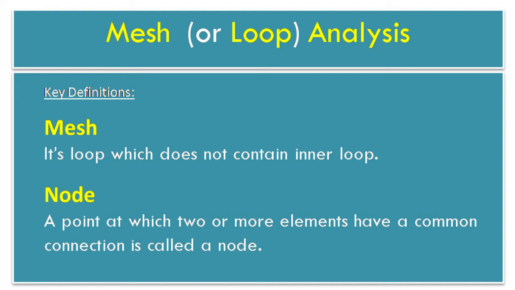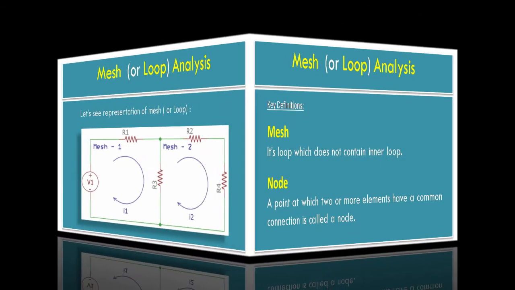Now see some key definitions. First one, what is a mesh? It's a loop which does not contain an inner loop. And what is a node? Statement: a point at which two or more elements have a common connection is called a node. These key definitions are very useful in understanding mesh or loop analysis.